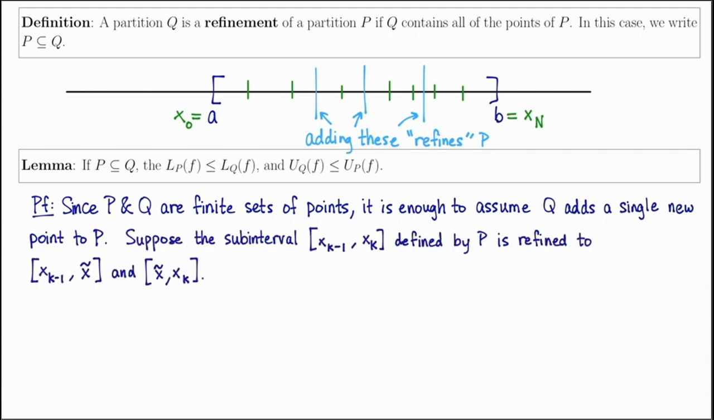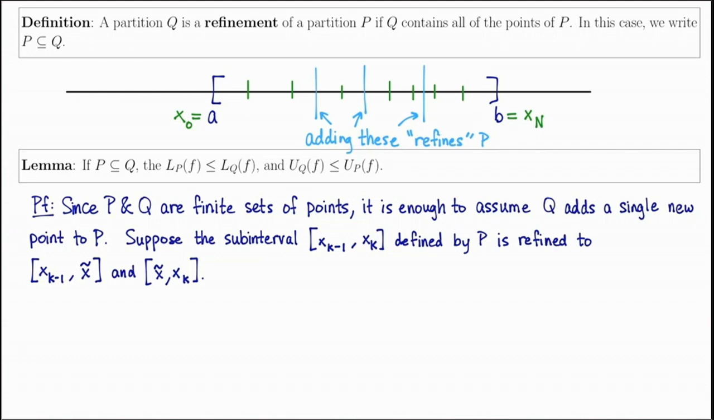So in particular, suppose that the kth subinterval is the one that gets affected, and we're going to take the kth subinterval in P and split it into two subintervals, maybe not equal width, but we're just going to drop a point in between x_{k-1} and x_k to get the two subintervals x_{k-1} through x tilde and x tilde through x_k. Now what I want to do is add up the lower sum of f with respect to Q.